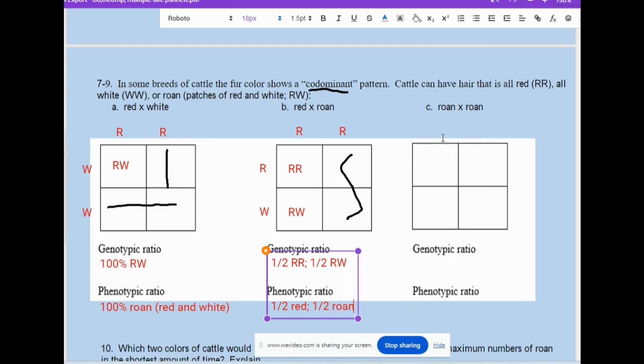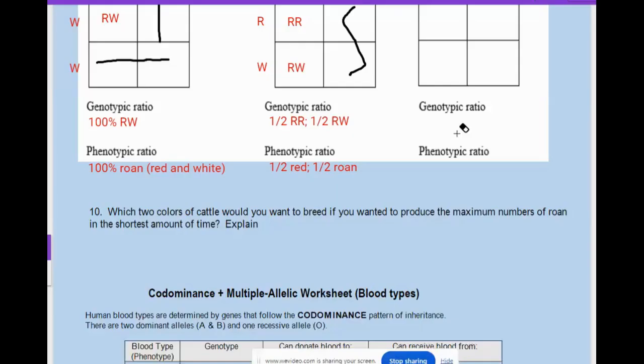All right, now remember, you got to do this one, roan crossed with a roan. So I'll tell you what it is. It's going to be RW crossed with an RW. Remember, if you're not doing the ones I don't do, you're wasting your time. So I'm doing most of it, but you got to do a little bit of it. All right, so number 10, you're going to have to do yourself.